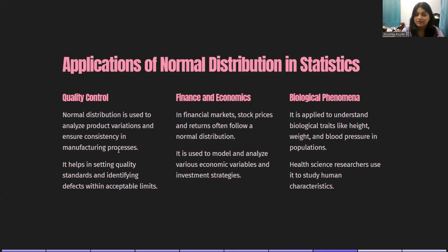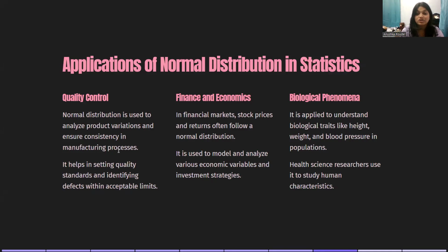Finance and economics. In financial markets like the stock market, which is the talk of the town, as stocks have become the new trend, we have heard of bitcoins, and there are other financial elements which have come into the market, or perhaps they were already existing but have become more popular.